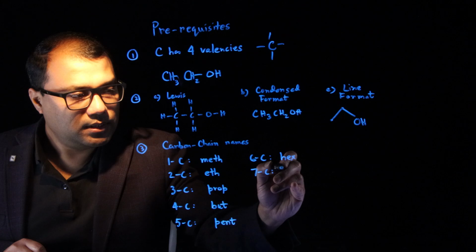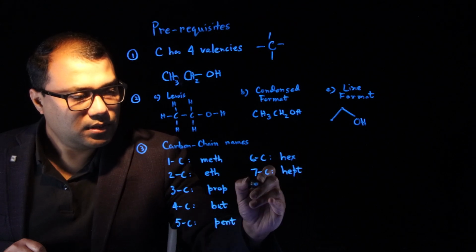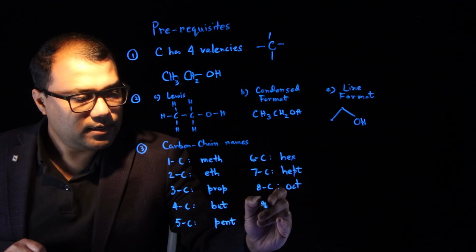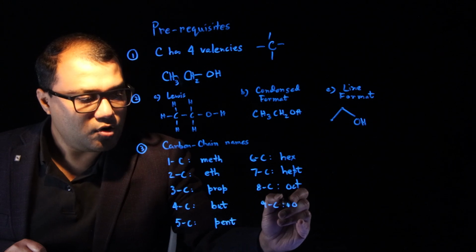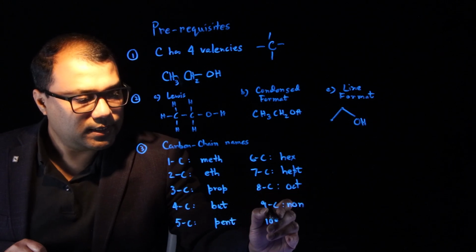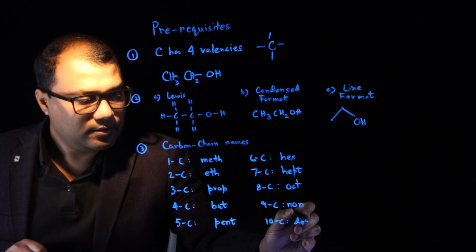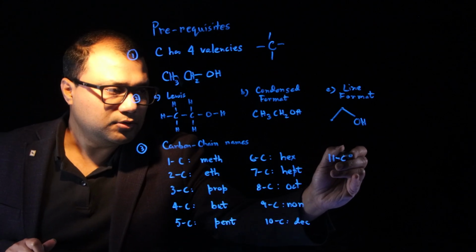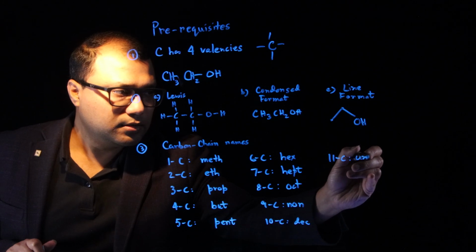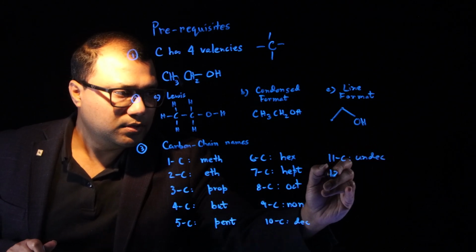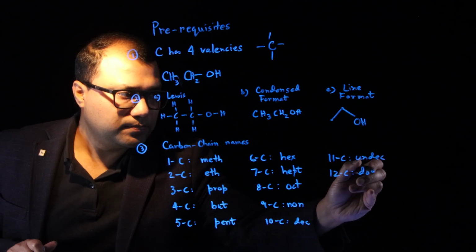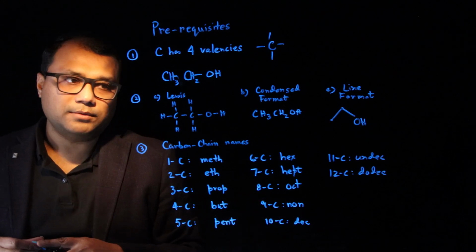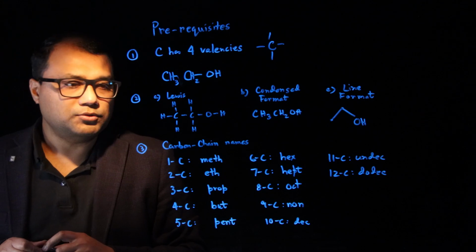Seven carbon atoms is hept. Eight carbon atoms is oct. Nine carbon atoms is non. Ten carbon atoms is dec. We will limit ourselves to 10 carbon atoms, but you can go up. 11 is undec, and 12 is dodec and such. Okay, but at the minimum, remember up to 10 carbon atom chains, what those organic compounds are called.